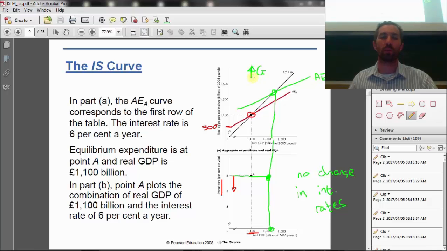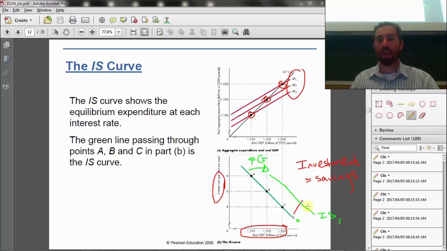So one way we could do that would be to increase government spending. If we increase government spending, we shift our aggregate expenditure curve upwards. Now we have a new equilibrium level of output at a higher level of output than we had previously. Which means for the same interest rate, we are no longer at point A over here with real GDP 1,100. We now have a higher equilibrium level of output, so we can plot our new point at interest rate 6, higher level of output. And if we continue this process, what we end up with is an IS curve that lies to the right of our original IS curve due to that increase in government spending.